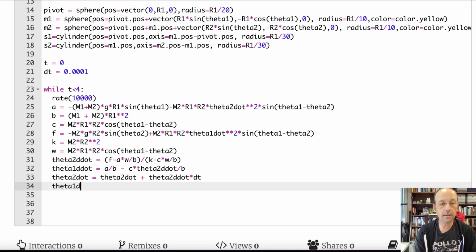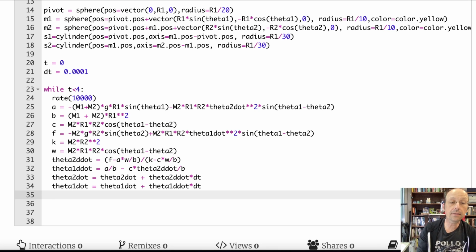Theta 1 dot equals theta 1 dot. There's so much stuff here. If this runs the first time, I don't know what I'm gonna do. Plus theta 1 double dot times dt. Now I can use the theta 1 dot and theta 2 dot to update theta 1 and theta 2.